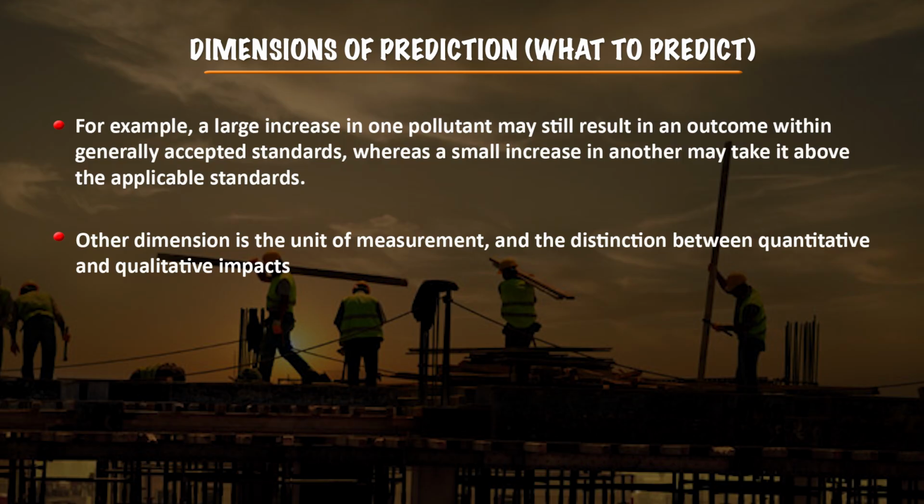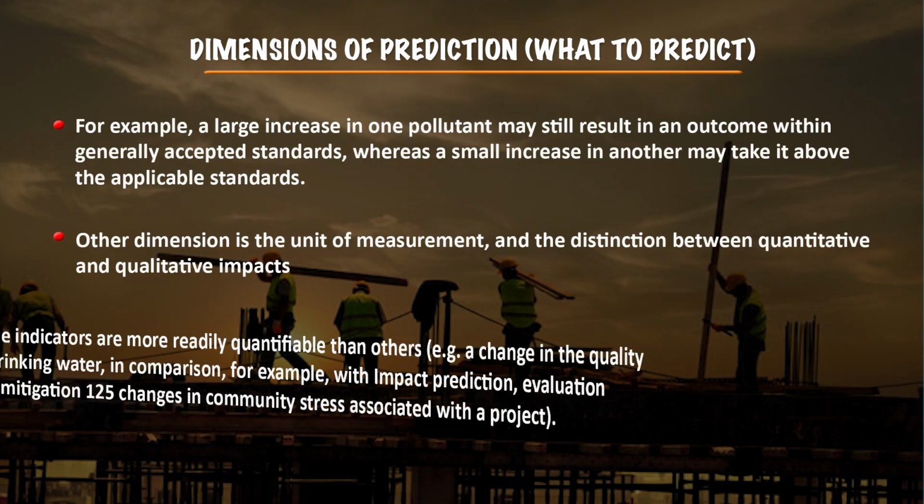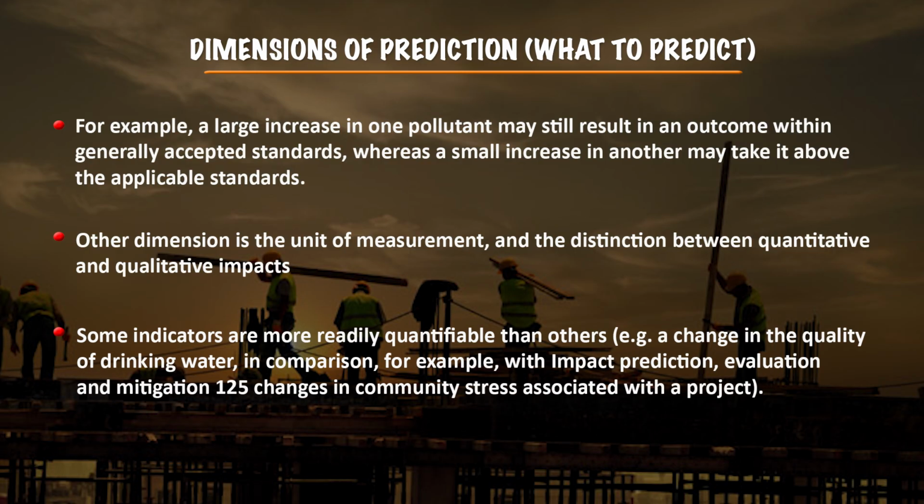Next are the unit of measurement and the distinction between quantitative and qualitative impacts. Some indicators are more readily quantifiable than others. For example, a change in the quality of drinking water, in comparison with changes in community stress which are associated with the project.